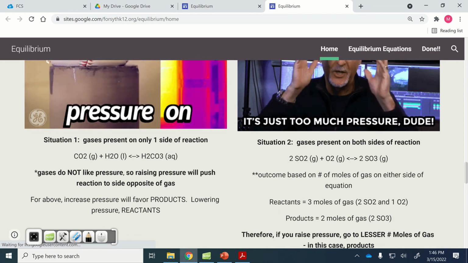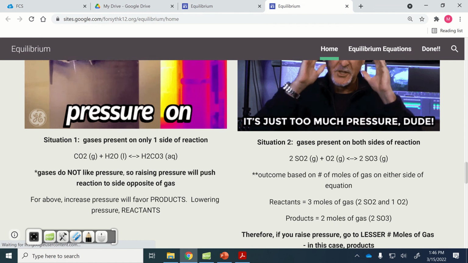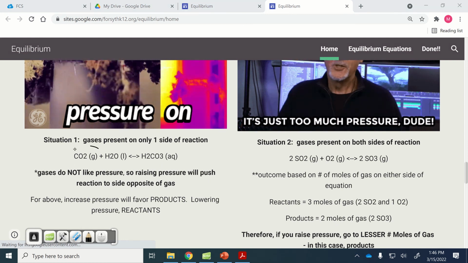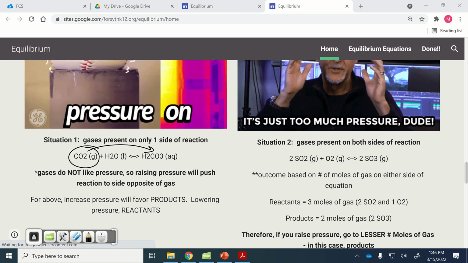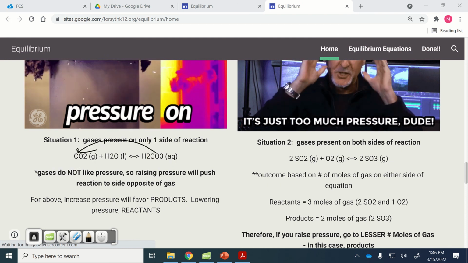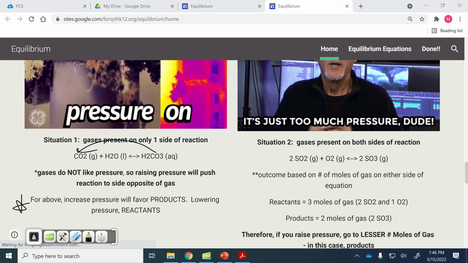So in my reaction there, CO2 plus H2O produces carbonic acid on the other side. If I increase the pressure, here's my only gas, it's going to shift to the other side. Increasing pressure wants to get away from gases. If I decrease the pressure, we'll shift toward the reactants. Okay? So that's what we're looking at there. You can see my statement right there.